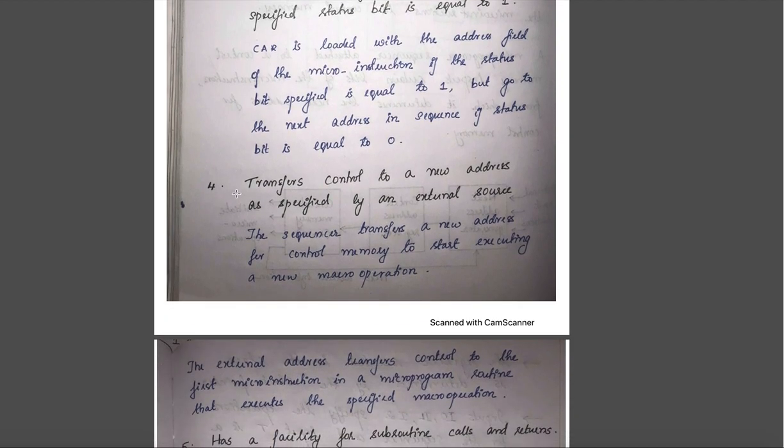Then the next capability a sequencer should have is it should be able to transfer the control to a new address as specified by an external source. So if there is some external source, and that external source asks to point to a particular location and then execute a micro operation, then the address sequencer should have that facility also.